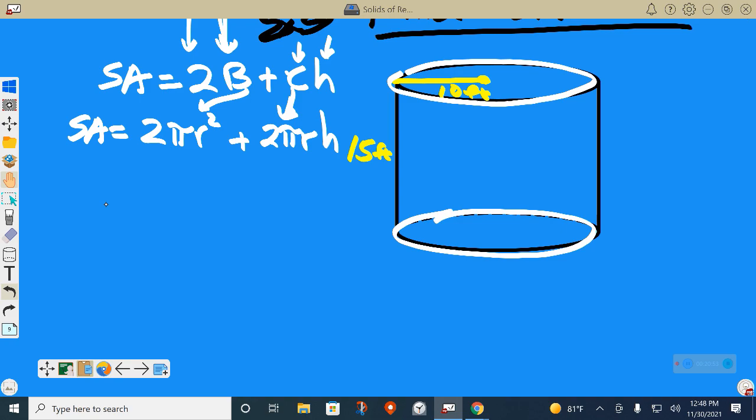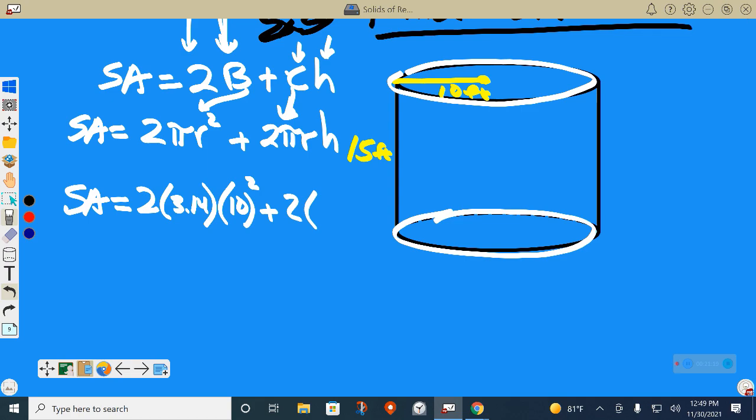Let's rock and roll. Surface area then, watch this. 2 times pi is 3.14. We went over that before Thanksgiving. That mysterious number. The radius of the base is 10. We're squaring that puppy. Plus, watch this now, 2 pi r, so that's 2 times 3.14. Radius is 10.